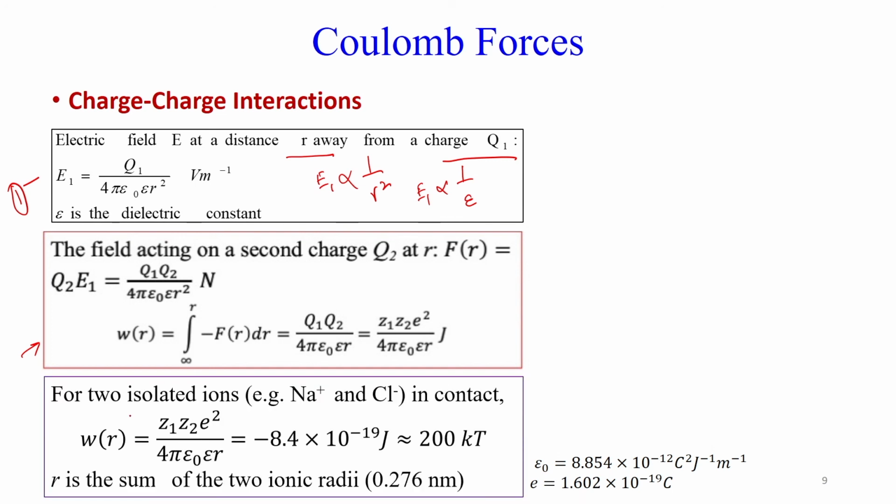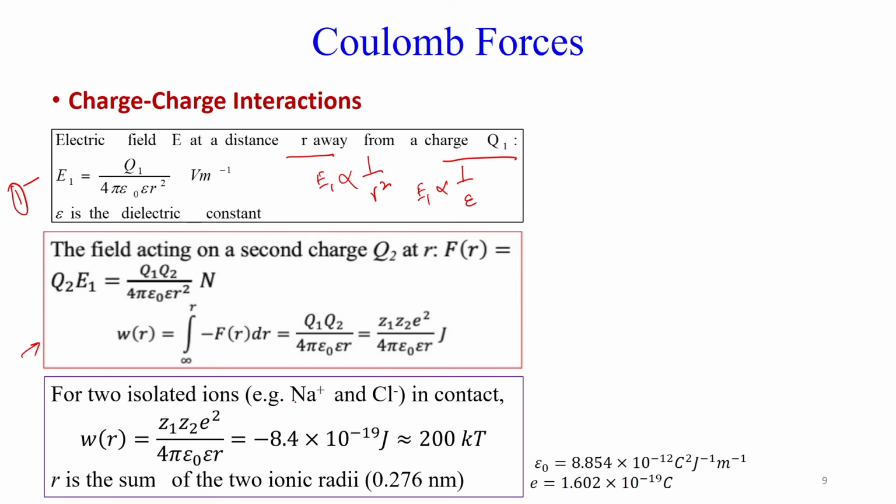Now we will just see one example of NaCl. Na is positive charge, Cl is negative charge. They are coming in contact and forming NaCl. So can we calculate what is the interaction energy or what is the potential? The formula is very simple, Z1 Z2 E square upon 4 pi epsilon naught epsilon into R.